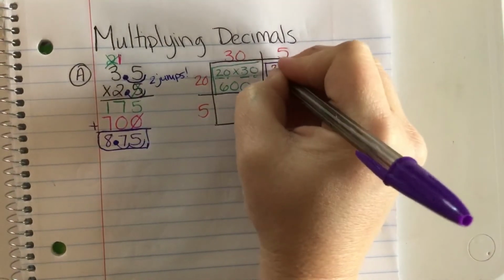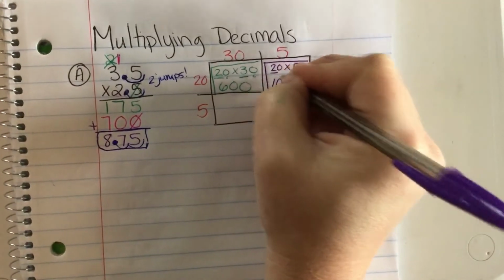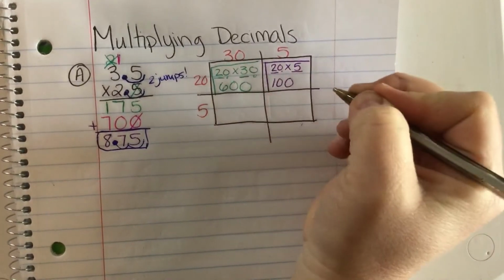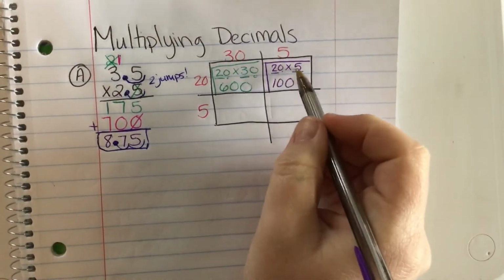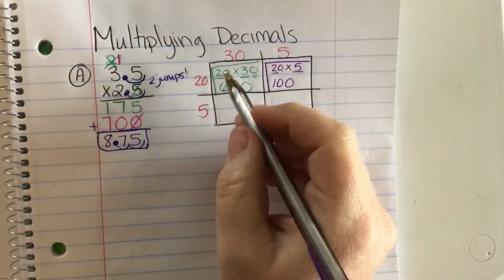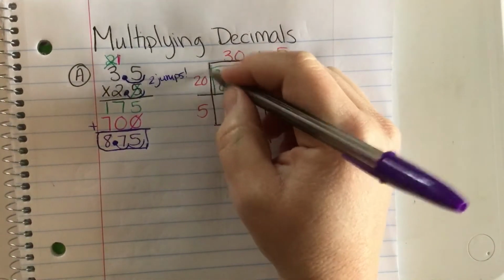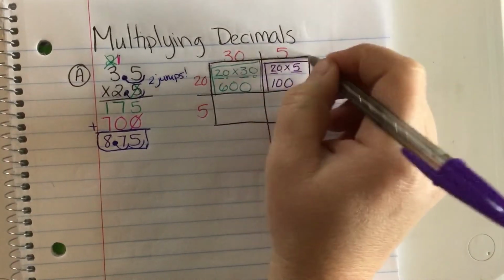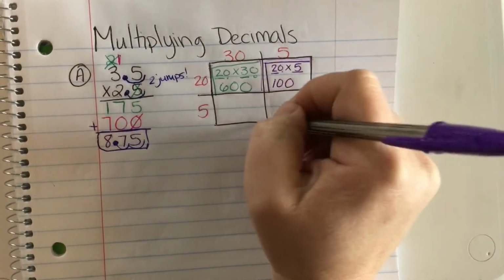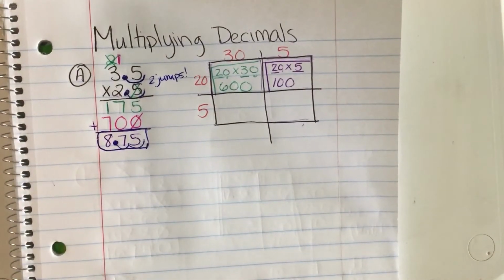20 times 5. 2 times 5 is 10. 1 0 in my question, 1 0 in my answer. Now, if you're not understanding where I'm getting these 20 and the 5 from, the 20 and the 30 from, again, everything on this line here is a 20. So that's 20, that's 20, that's 20. Everything on this line is a 5. That's 5, that's 5, that's 5. Okay, and I go over a little bit more of that in more detail in the multiplying whole numbers video.